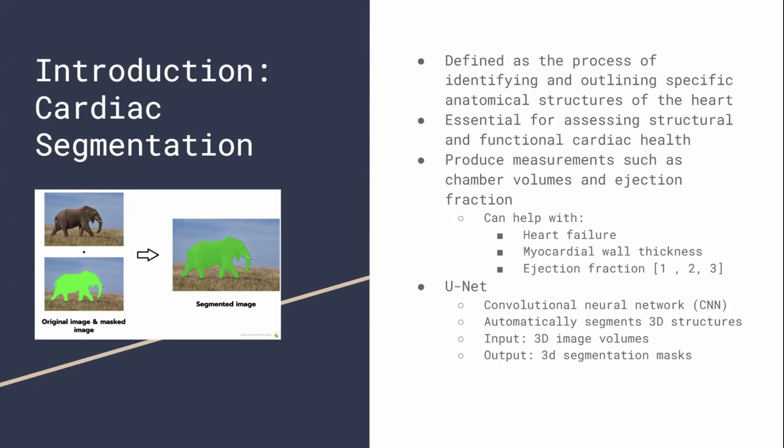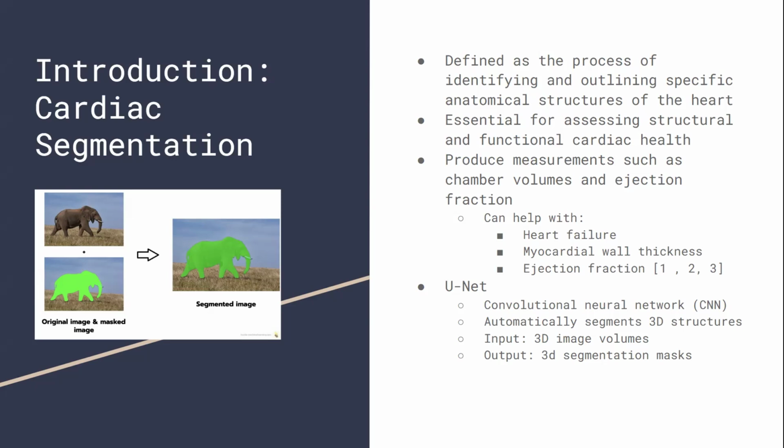The input for these models are 3D image volumes, and the outputs are 3D segmentation masks. So what are segmentation masks? If you look at the image to the left, this is an example picture of an elephant. Let's say you want the segmentation mask output to only feature the elephant. There are different types of masks.